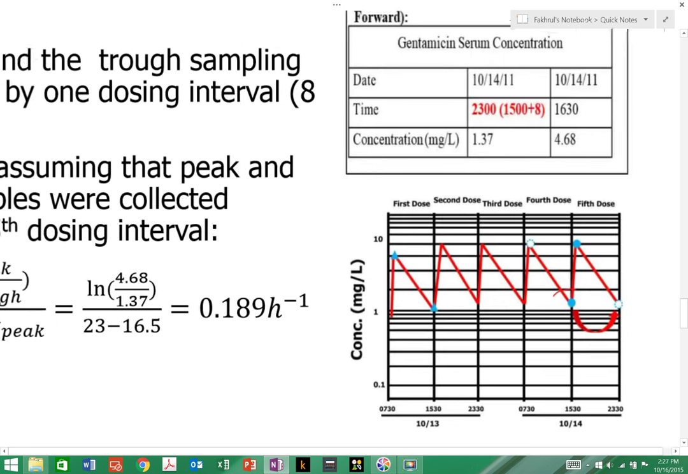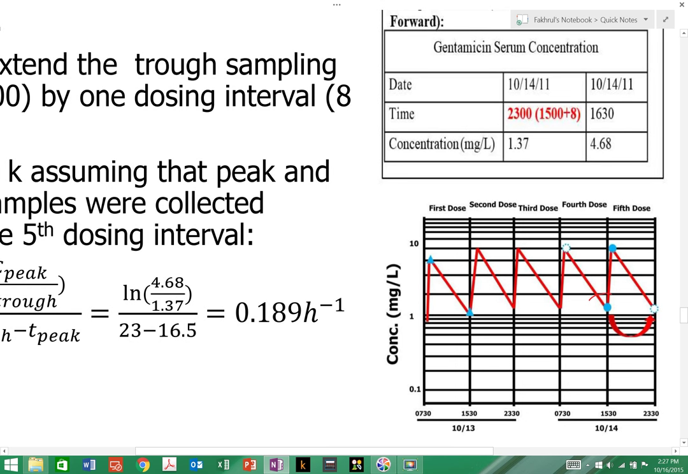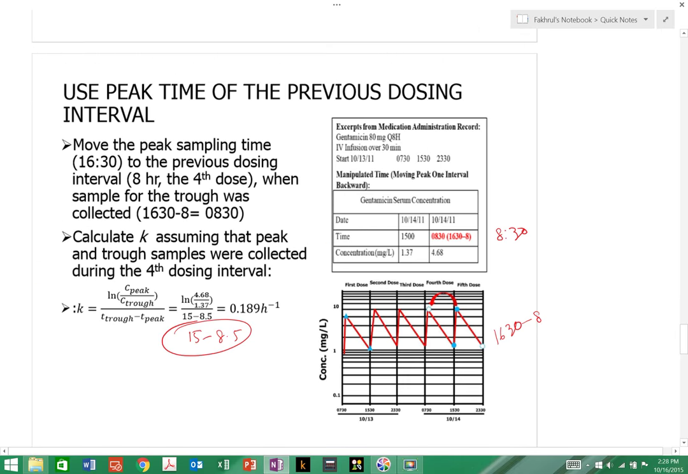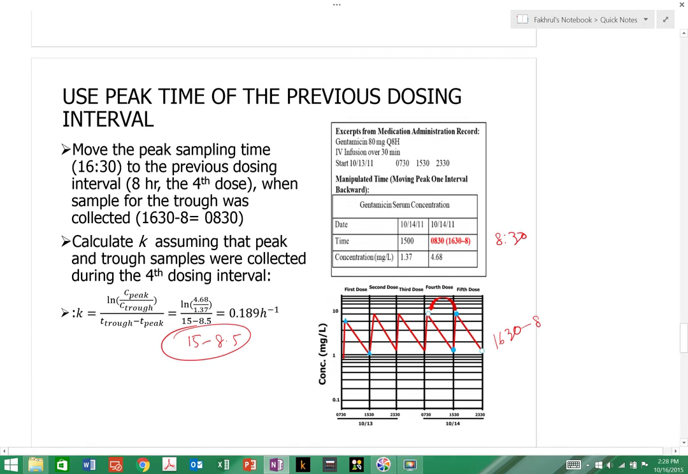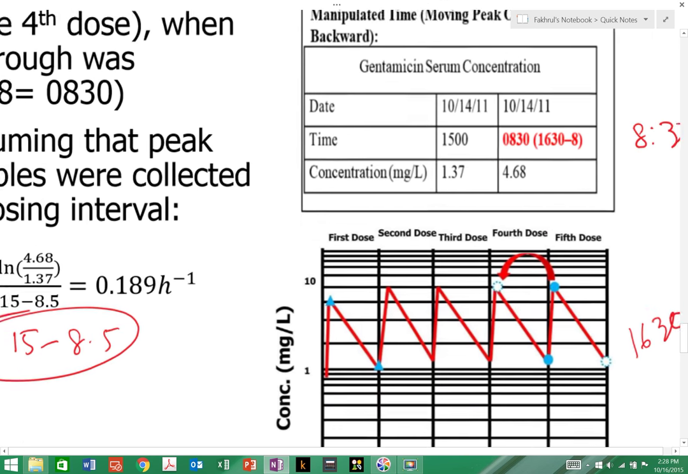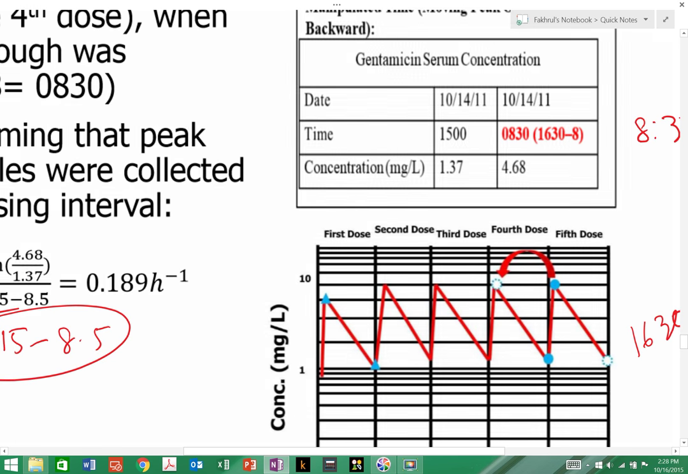So in this case, you are pushing your trough time to another dosing interval. For this reason, you are delaying the dosing interval from the real dosing. For this reason, you add 8 hours because you are moving it to the next dosing interval. But if you use the previous dosing interval for peak time, use the peak time of the previous dosing interval. In this case, you subtract the dosing interval time.